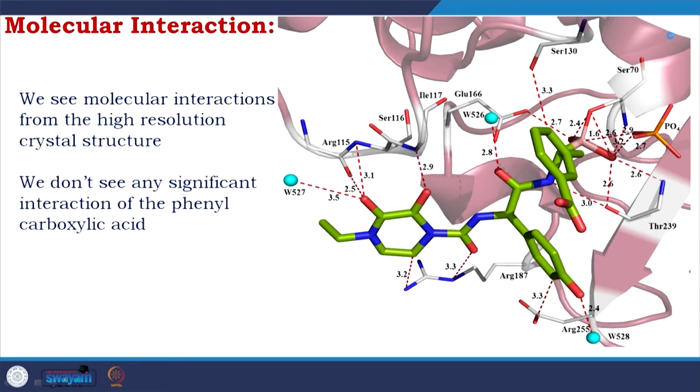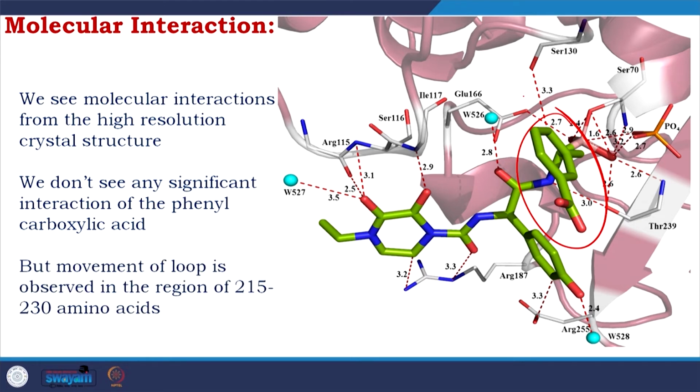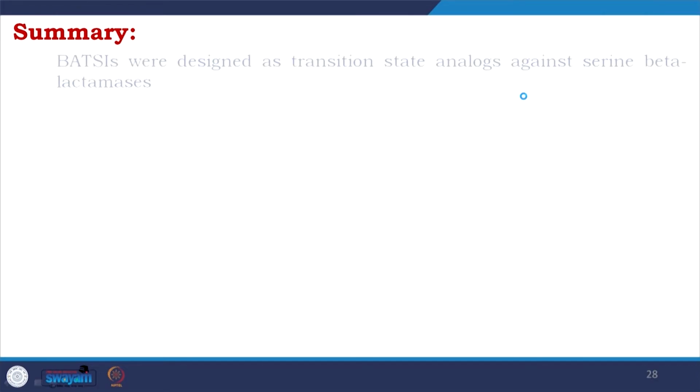So, we see loop movement and all, not going into details, but very interestingly we do not see any significant interaction of the phenyl carboxylic acid. This is the phenyl carboxylic acid which we are expecting. So, as I told, in the 215 to 230 position we see a significant movement.